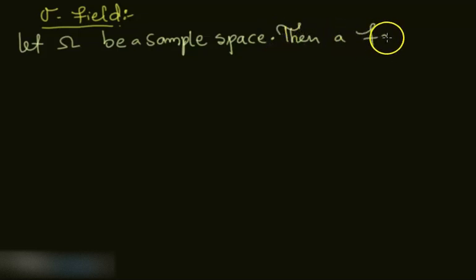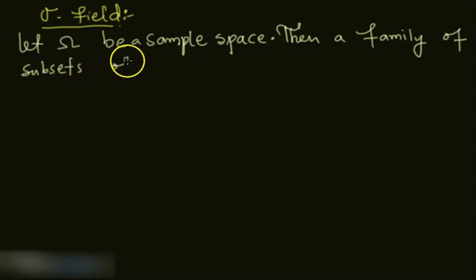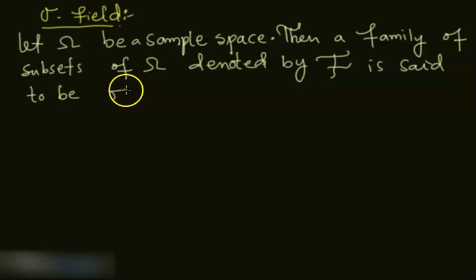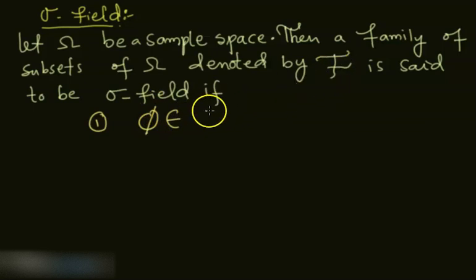a family of subsets of omega denoted by calligraphic F is said to be sigma field if the following conditions hold. Number one, empty set belongs to this calligraphic F.